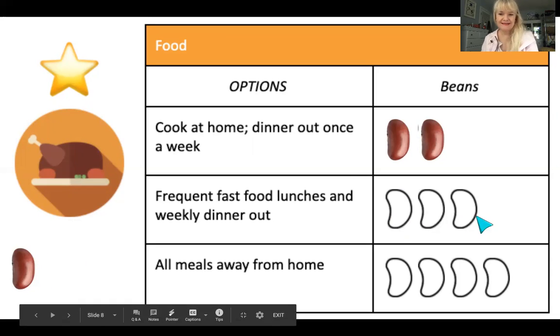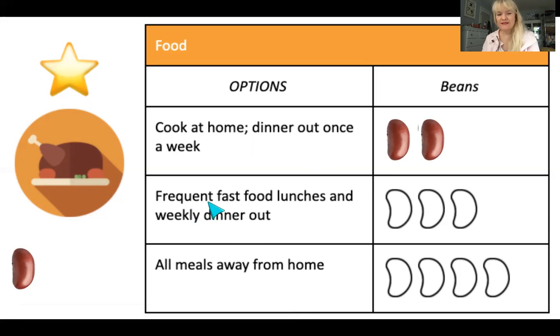The second option that I didn't choose was to have frequent fast food lunches and a weekly dinner out. That means that almost every day I would go out for lunch to McDonald's or Taco Bell or Popeyes to have my lunch and still go out to dinner at a nice place once a week. That would cost 3 beans. And the other option that I did not choose is to eat out every single meal. That's very expensive, and that would cost 4 beans. I did not choose that option either. All right.